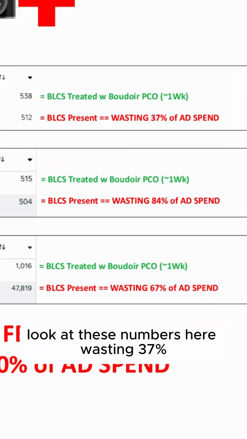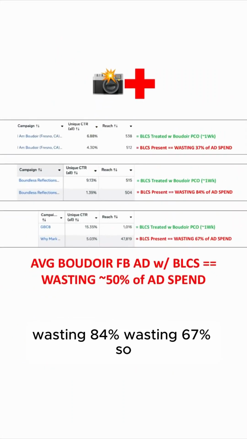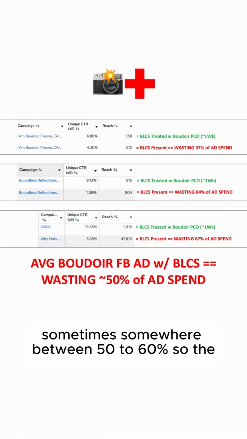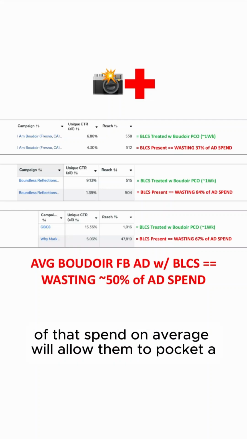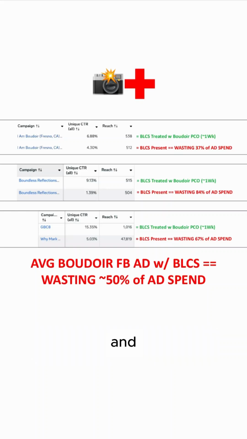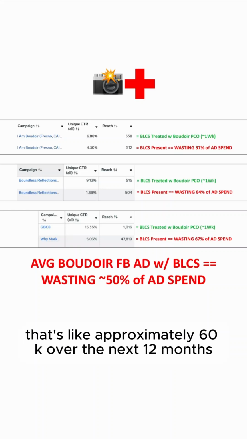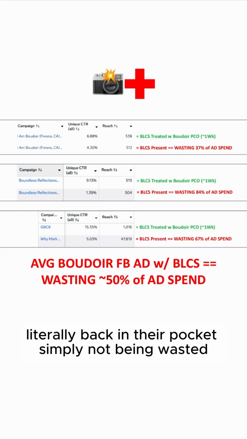So look at these numbers here: wasting 37%, wasting 84%, wasting 67%. So the average is sometimes somewhere between 50 to 60%. So if they're spending 10 grand a month on Boudoir Facebook ads, if we can eliminate that wasted ad spend, on average, we'll allow them to pocket, eliminate 5K a month in wasted spend, and that's approximately 60K over the next 12 months. Literally back in their pocket, simply not being wasted, paid to Zuck.